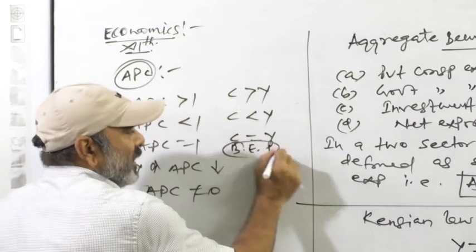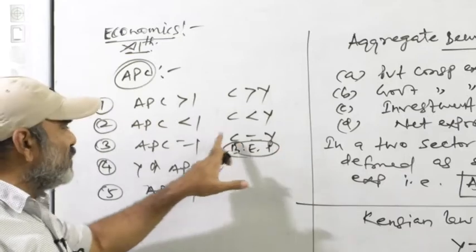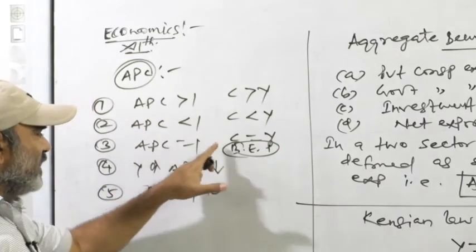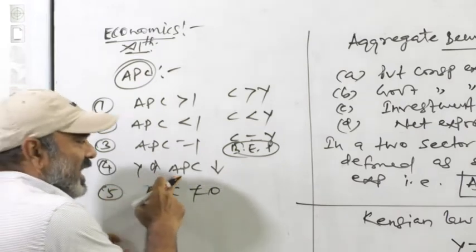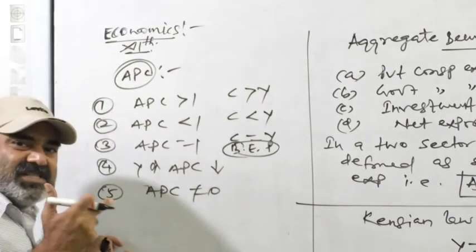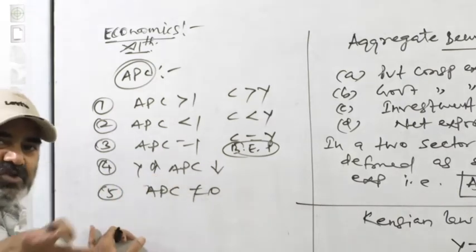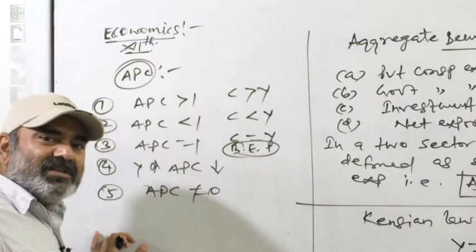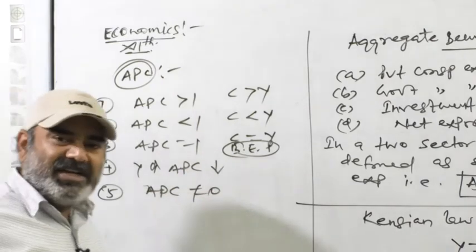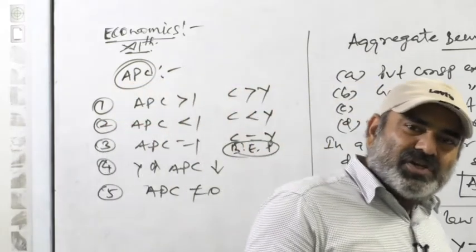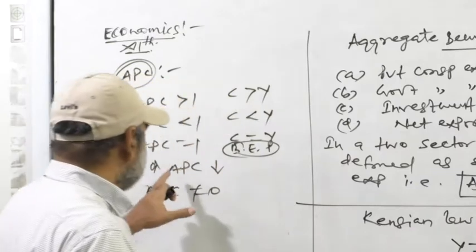Entire income is spent on consumption, and this is known as the break-even point. Break-even point is the point where entire income is spent on consumption, that is APC is equal to 1. And as income increases, APC decreases. What does this reflect? That as we earn more and more, our tendency to spend goes on diminishing. Got it? APC falls with increase in income. That means proportion of income spent on consumption goes on falling with increase in income.